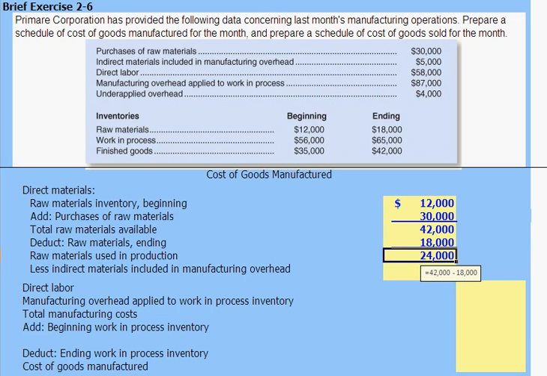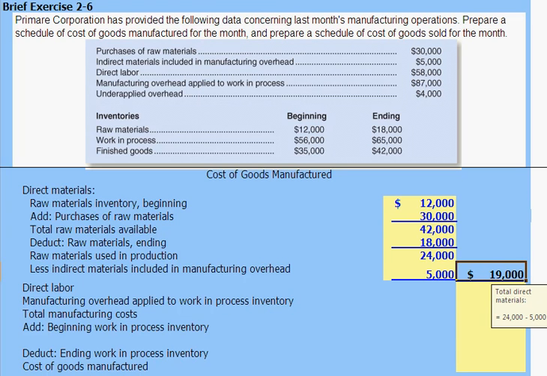We were told that indirect materials that were included in manufacturing overhead were $5,000. So we take our $24,000 that was used in production, we subtract the amount that was used for indirect materials, and that gives us our direct materials of $19,000. Okay, remember, we have direct materials, direct labor, and manufacturing overhead. We're told that direct labor was $58,000. We're told that our manufacturing overhead that was applied to work in process was $87,000.